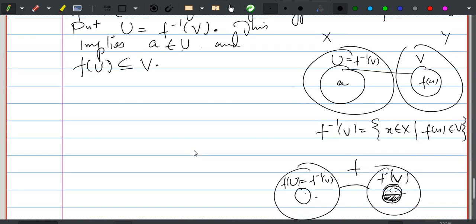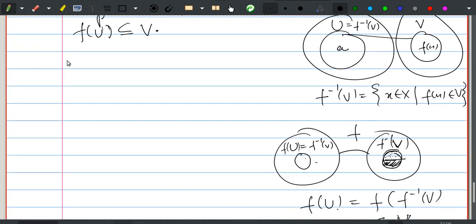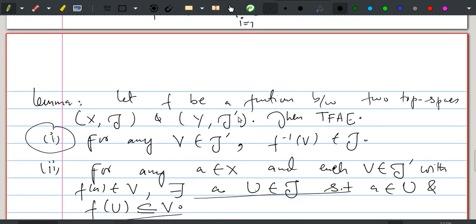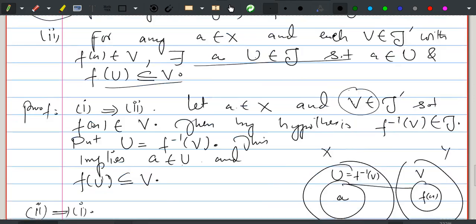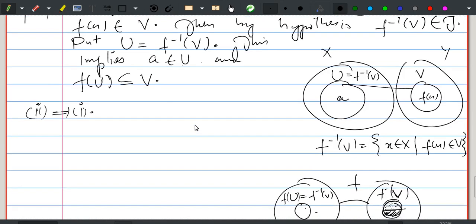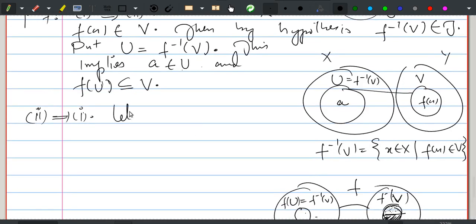Now let us suppose the second is true and assume and prove the first item. So what we have to prove? We have to prove inverse image of every open set in Y is open in X. So we are going to pick an open set in Y. So let V be in T prime. So what we have to prove? We have to prove f inverse V is open in X, i.e. it is in T.